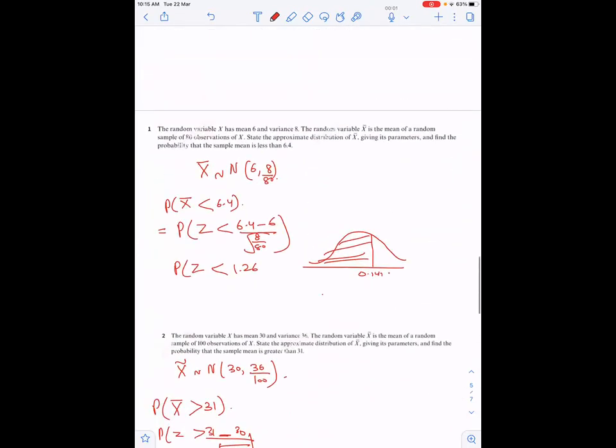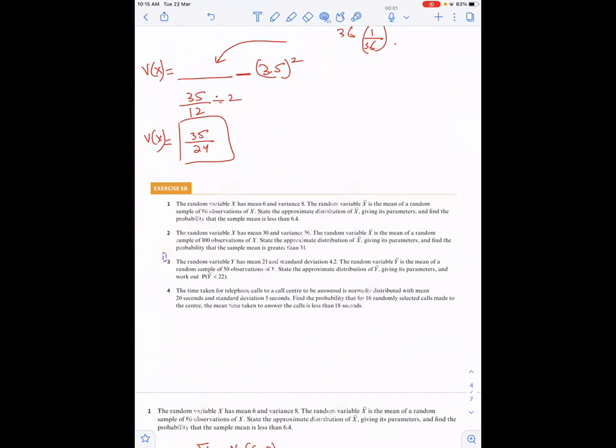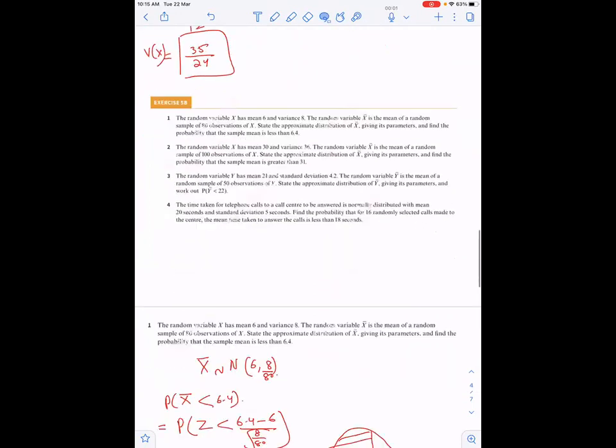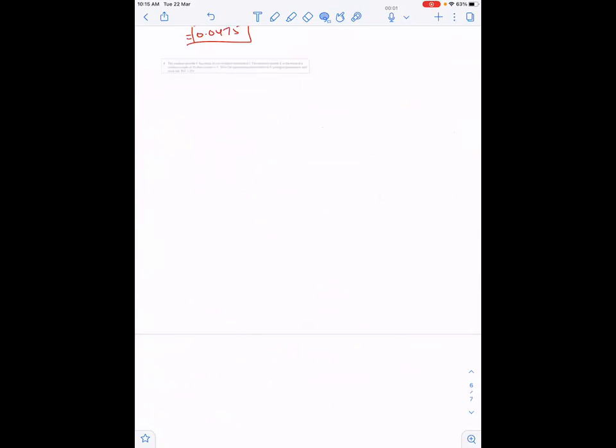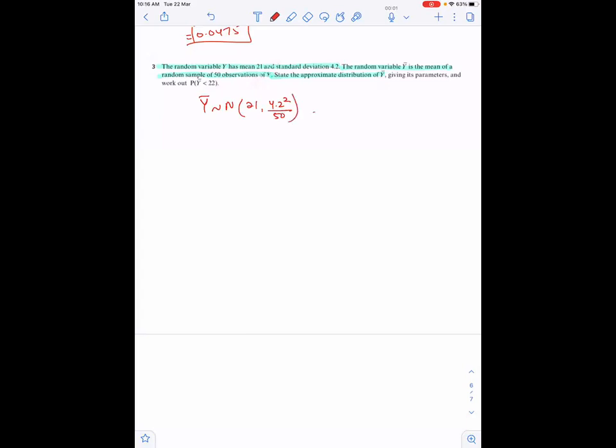Now we're doing the third question. The random variable Y has mean 21, standard deviation 4.2. The random variable Y-bar is the mean of a random sample of 50 observations of Y. State the approximate distribution for Y-bar. So you will say Y-bar will be normally distributed with mean 21 and variance 4.2 squared upon 50. This is the answer for the first part.